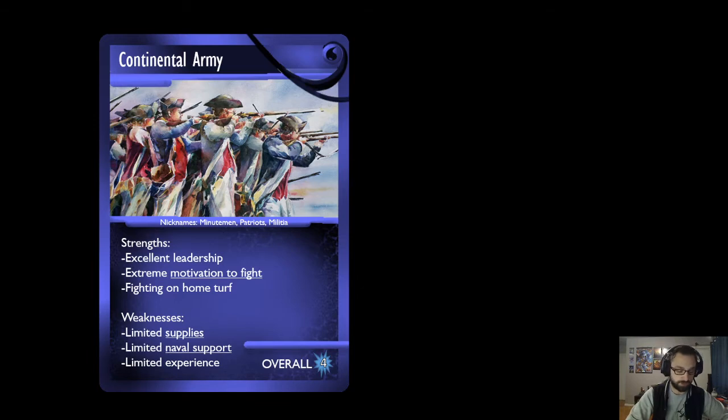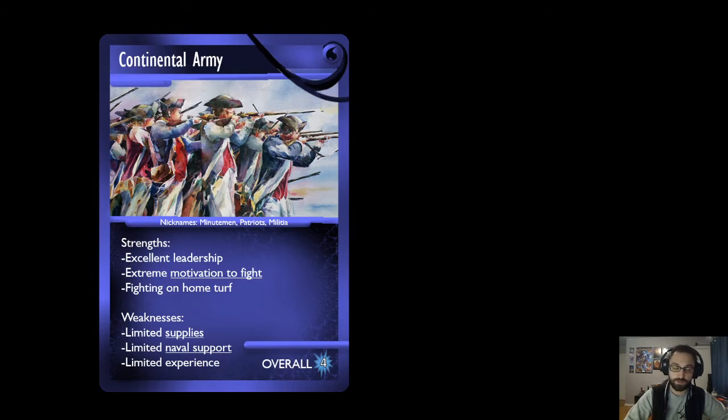Not just General Washington, but a lot of the other generals that he worked with were very good leaders, and that gave them an advantage. They also had an extreme motivation to fight, and this motivation was basically because they were fighting on their home turf. They were fighting for their homes. They were fighting for their independence and for their rights. And those things were being threatened, and so they had a good reason to be fighting.